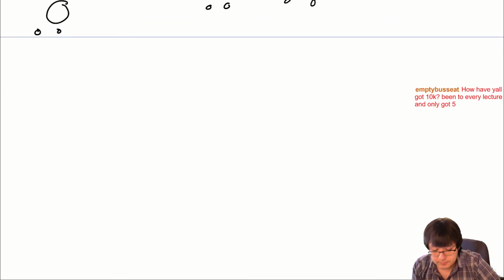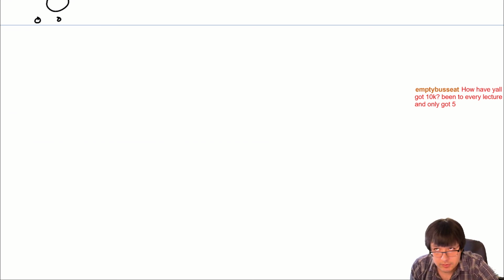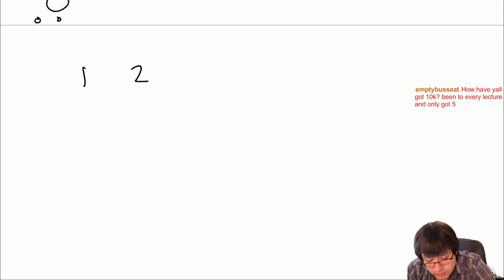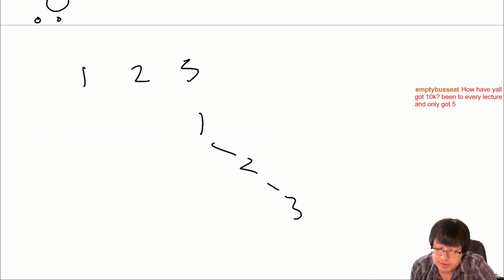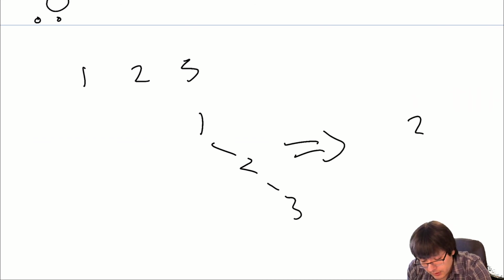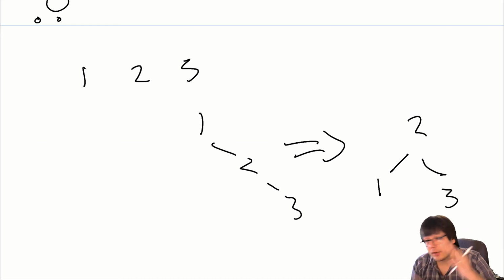Okay, so that's left and right rotations. Now let me give you an example of that right rotation, I suppose. Yeah, no, left rotation, whatever. So we're going to insert 1, 2, 3. The 3 is the one that breaks the balance. So then we go ahead and do the rotation. So there you go, bam.